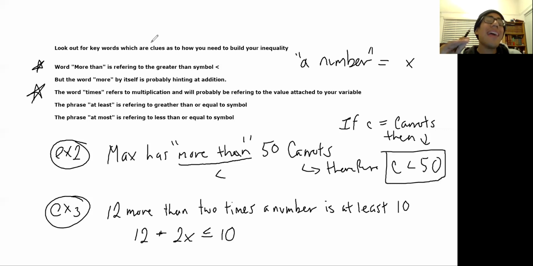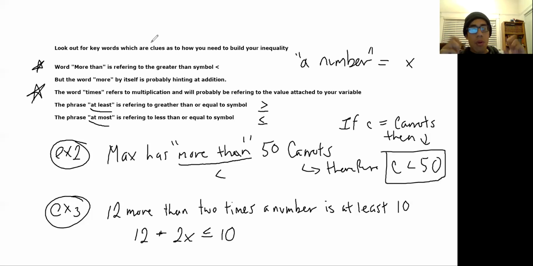If they give you the phrase at least, it's referring to the greater than or equal to symbol. And if you see the phrase at most, it's referring to the less than or equal to symbol. That gives away which symbol you're going to use. If they use either of those two, it's pretty obvious which one you'll be using. Let's look at example 2 here.